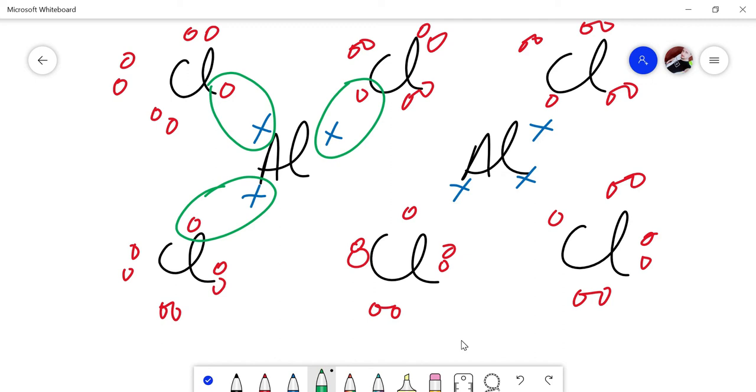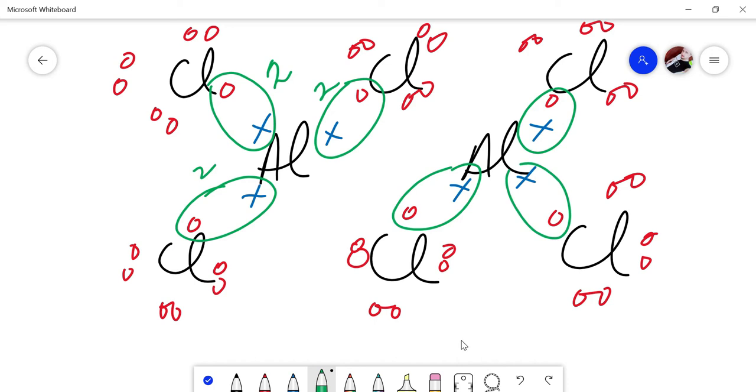Count these electrons. How many do you see now on this aluminium, the shared ones? 2, 2, and 2. So total electrons are 6 now. How many more can this aluminium accommodate? 8, right? I need 2 more electrons. The same for this one. Each aluminium can still accommodate 2 electrons.